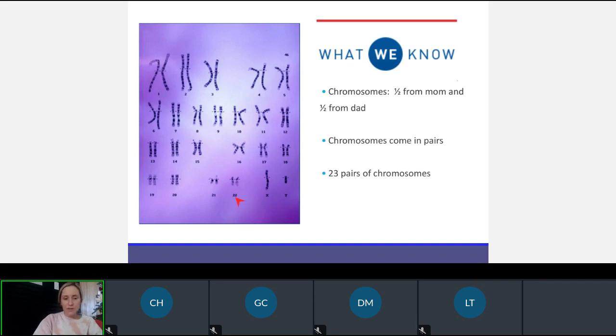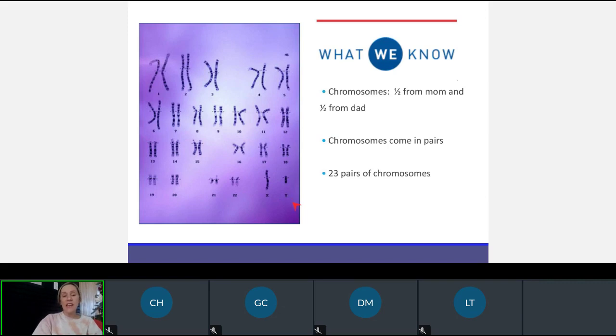So if you look down here, this is 22. And then these guys down here are 23. You see that there's an X chromosome and a Y chromosome. Does anybody know what gender that is? This is your gender determining chromosomes right here. You're right. Almost right. XY is male. All right.